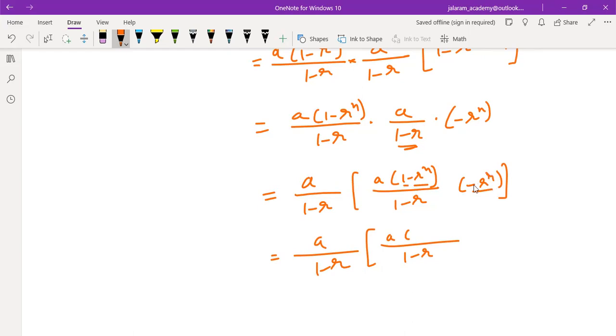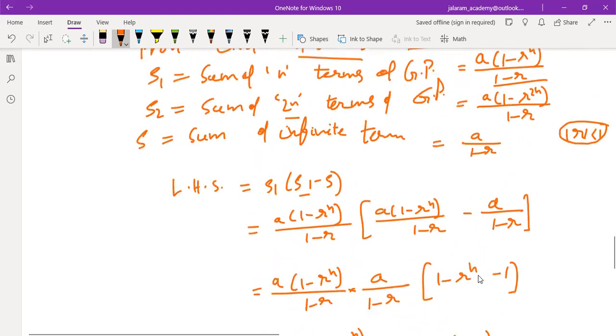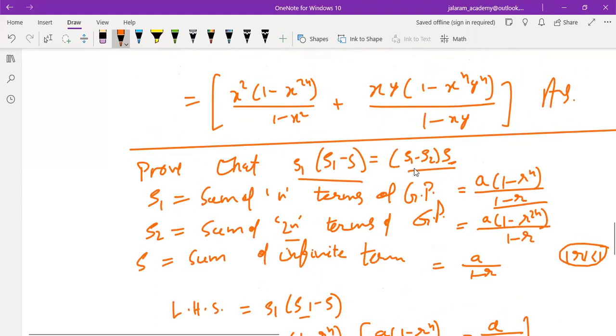If we multiply this minus R to the power n to 1, it is minus R to the power n. And when we multiply this minus R to the power n with minus R to the power n, it is minus into minus plus, R to the power n into R to the power n is R to the power 2n. So A upon 1 minus R into, if we now write the positive first, R to the power 2n. Now we have to bring S1.